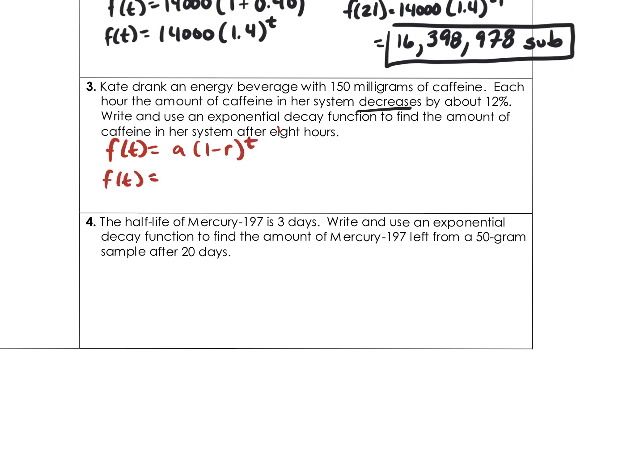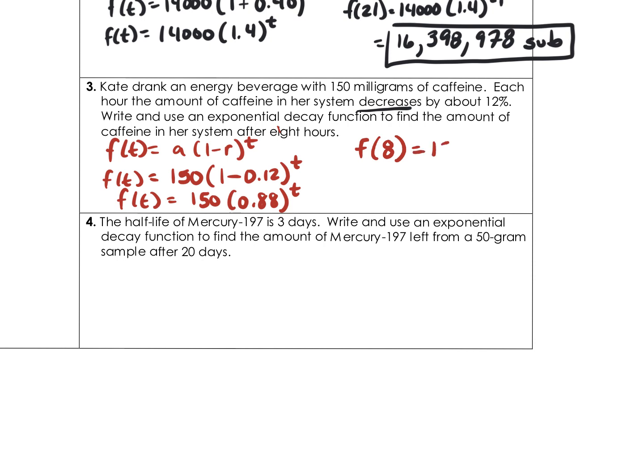So our initial amount, there's 150 milligrams to start with, and then it's 1 minus 12%, so 1 minus 0.12 to the t. So my exponential equation is simply going to be f of t = 150(0.88)^t. And then I'll use this to figure a value out. I want to know how much is in there after 8 hours, so that's f of 8. So 150(0.88)^8.